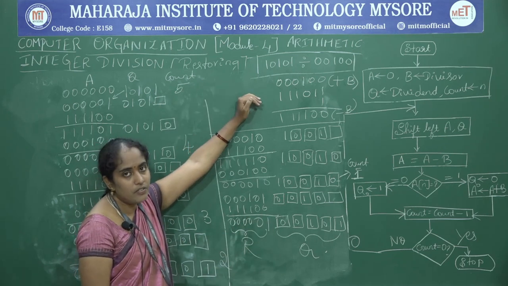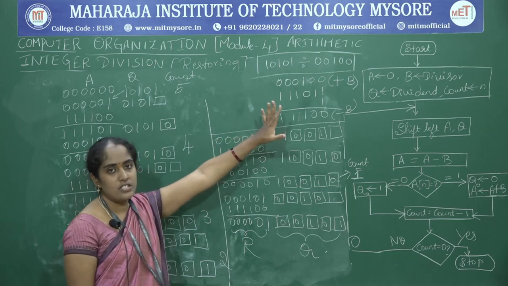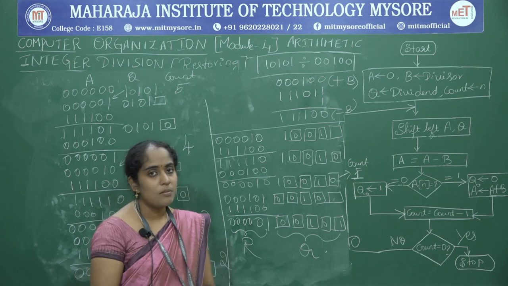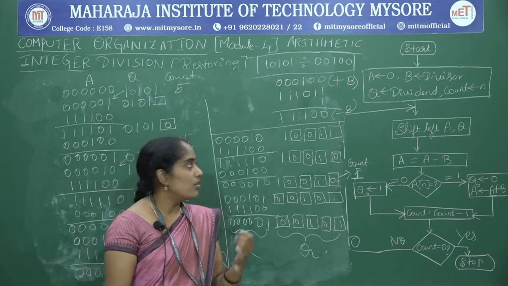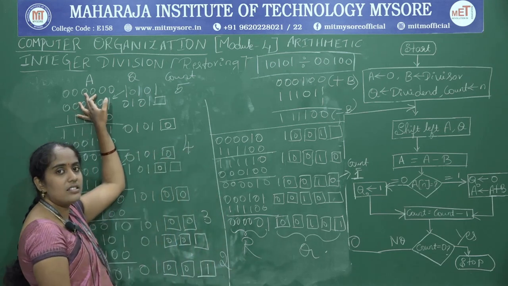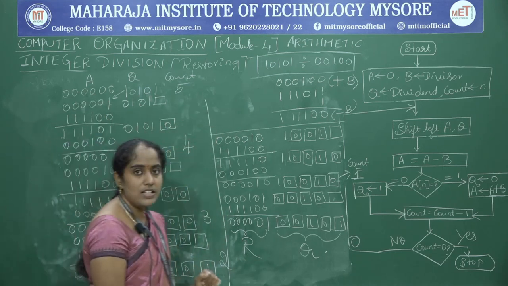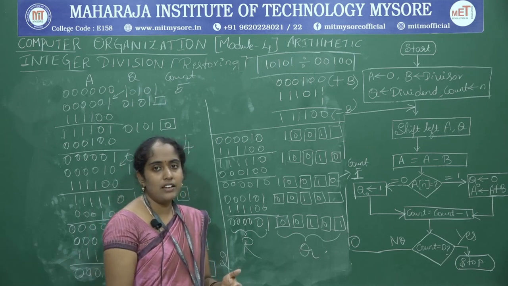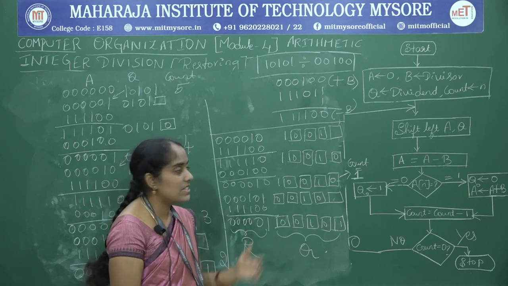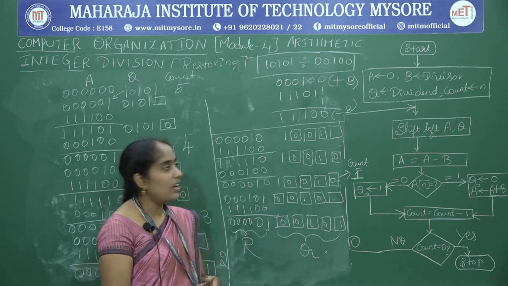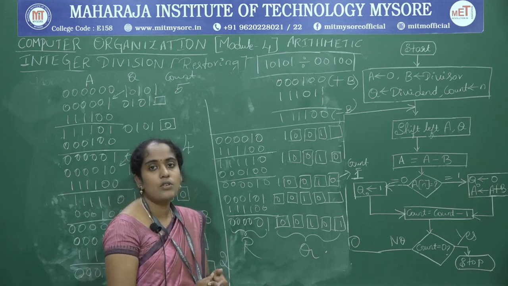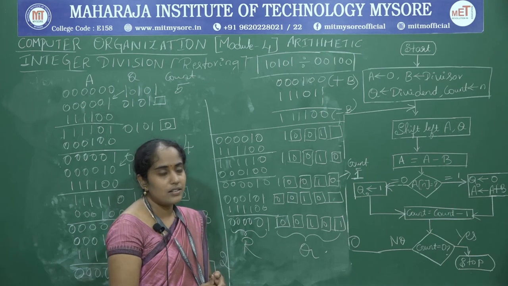Okay, restoring division. So first is the initialization part. In the initialization part, we have A, B, Q and N. A is nothing but the assumption. Here it depends on the divisor value. If the divisor contains 4 bits, in that case A will contain 5 bits. Next, Q is the dividend, B is the divisor and count is the number of bits in the divisor.